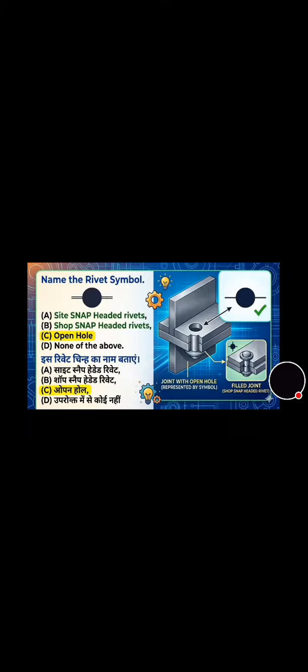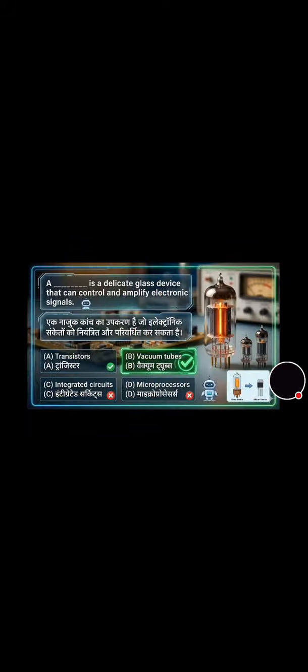Now move towards the next question that is on the screen. A dash dash is a delicate glass device that can control and amplify electronic signals. And its correct answer is option B, that is vacuum tubes. Now move towards the next question. Which is the correct sequence of operation to be performed when using the fire extinguisher? And the correct answer is option C, that is first of all pull, aim and squeeze and sweep.